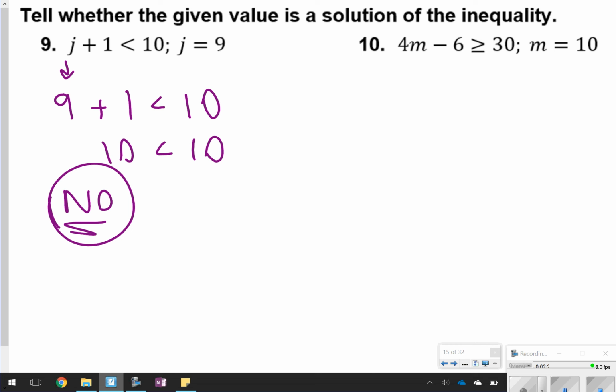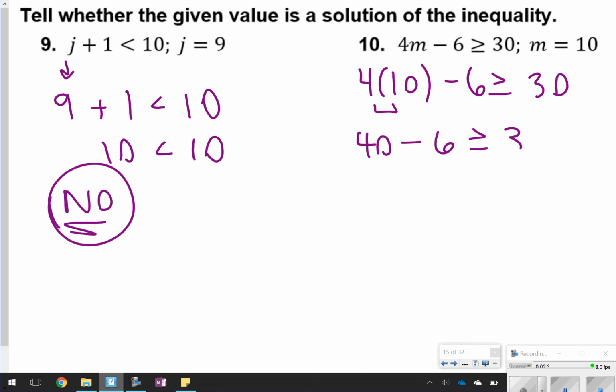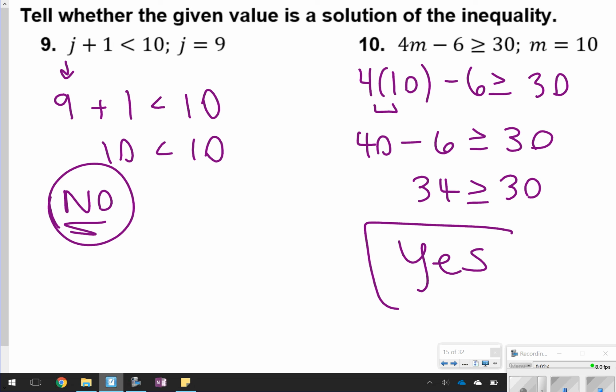Number 10, you're plugging in 10 for m, so 4 times 10 minus 6 should be greater than or equal to 30. Let's see what happens. 4 times 10 is 40, and then 40 minus 6 is 34. And 34 is greater than or equal to 30, so number 10 would be yes, is a solution.